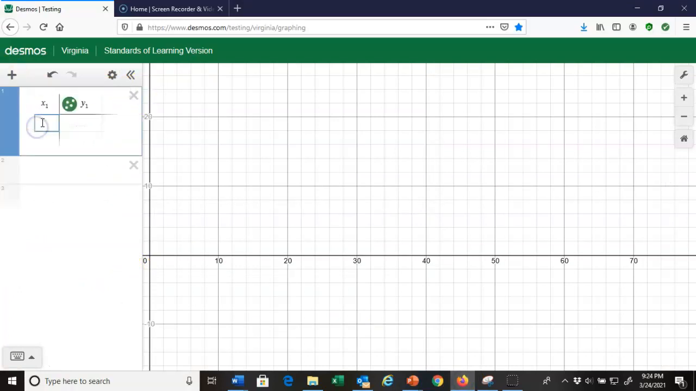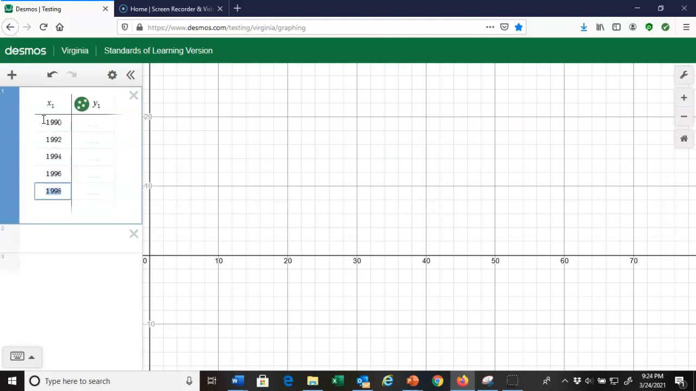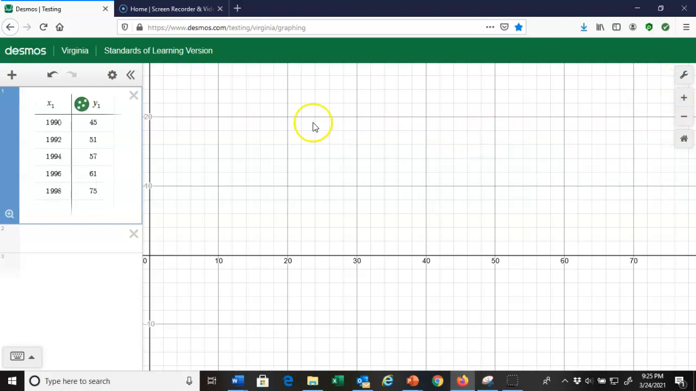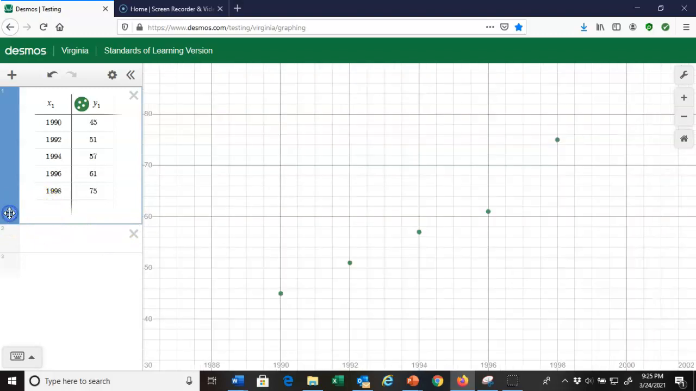I'm going to put in a table and enter very carefully the values that they gave me. These look like years versus something. I wish I would have put what this was. That's annoying. 45, 51, 57. There we go. I remember somebody telling me this last year. If you click this little magnifying glass, watch what happens. Ta-da! It magically puts your window where it needs to be. So there's our data points.